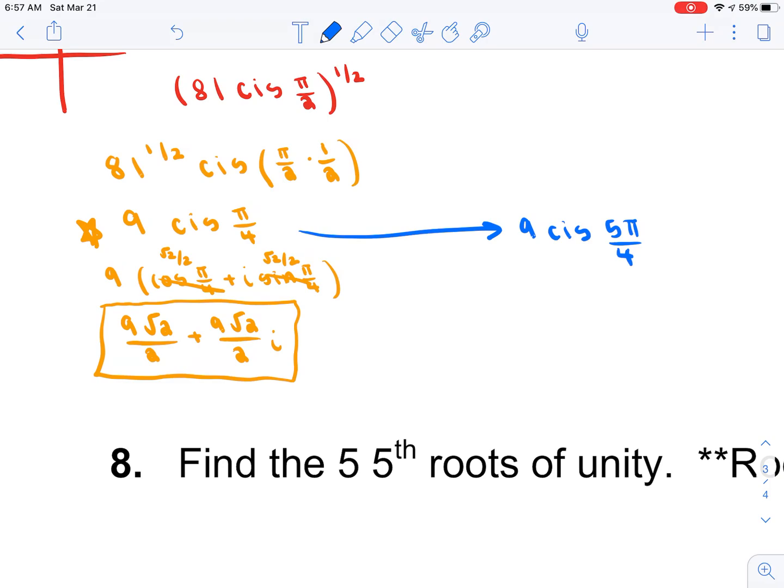And then for the 5 pi over 4, remember that we are in the third quadrant, so both of these would be negative.